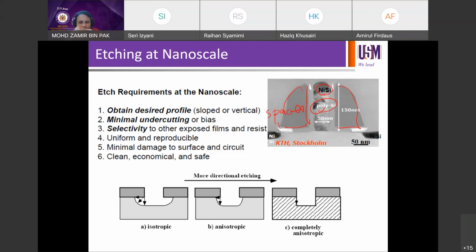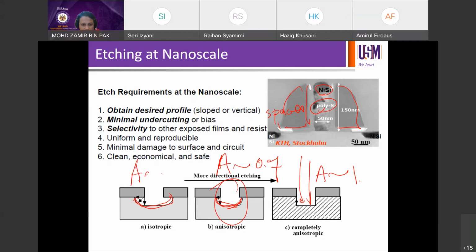So obtain desired profile, slope of vertical, minimal undercut, selectivity, uniform and reproducible, minimal damage to the surface, clean, economical, safe, right? So isotropic, we've discussed. Okay, anisotropic, just like that, but this is not really highly anisotropic. You can still see some undercut here, but it's not as bad as the one on the left. Completely anisotropic is like this. So this one probably A is close to 1. Here maybe A is like, I don't know, 0.7 perhaps. So quite anisotropic, but not entirely anisotropic.